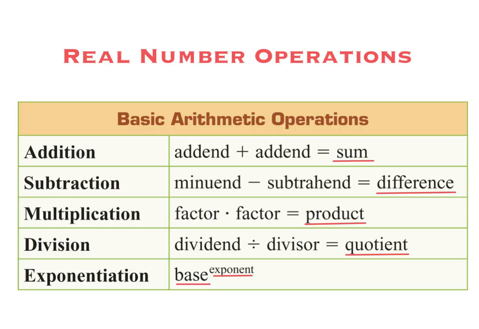For multiplication, you have a factor multiplied by a factor, and that will always give you a product. For division, we have a dividend divided by a divisor, which gives us the quotient. And then for exponentiation, we have a base and an exponent. So we have a number taken to a specific exponent here.